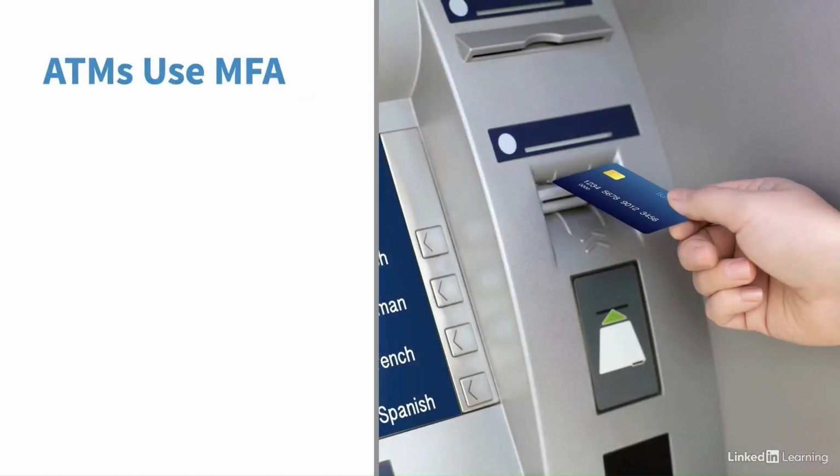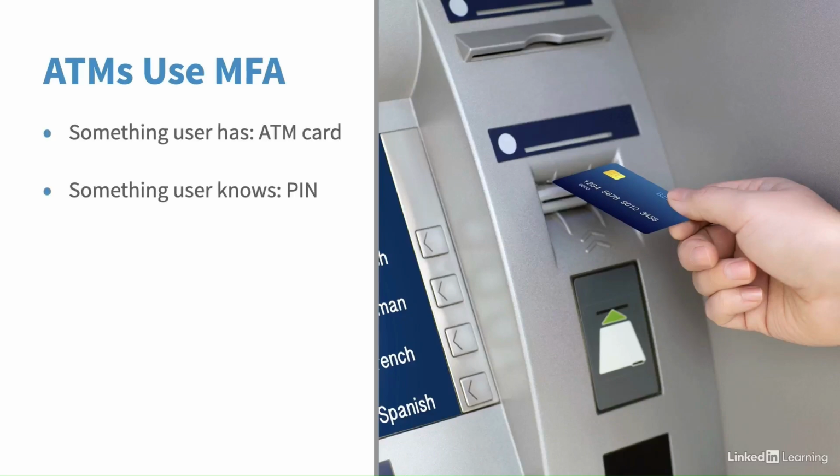A familiar real-life example of multi-factor authentication is bank ATMs. Something the user has is the bank card for the ATM. Something the user knows is the PIN number that goes with it. If I lose my wallet, someone can't steal all my money because they still don't know my PIN number. If someone learns my PIN number, they still don't have the bank card that's in my wallet.